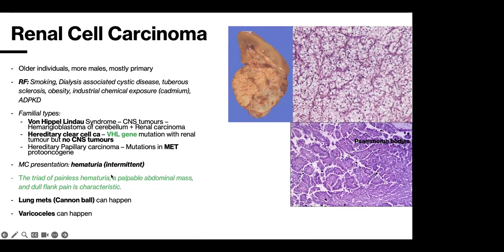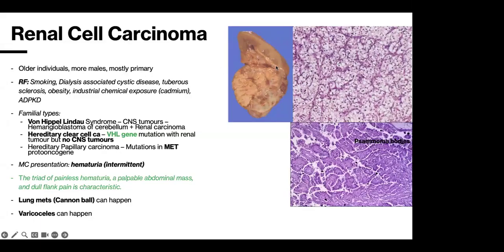The most common presentation, once again, is hematuria. There's a triad that we can expect, which is hematuria, palpable abdominal mass, and dull flank pain. Lung metastasis can happen. So if a patient starts coughing up blood and you also see renal cell carcinoma, it's lung metastasis. A cannonball appearance is very typical. The CT will show a bunch of dots, hyperechoic dots in the CT image.